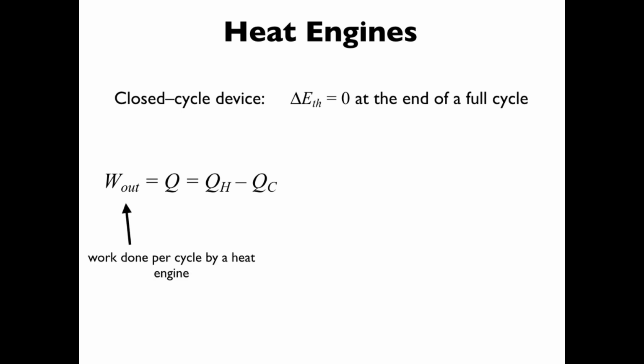This is the work done per cycle by a heat engine. So every time you have a cycle, you get a certain amount of energy out of your engine. And that's going to be equal to Q, which is equal to QH minus QC, okay?